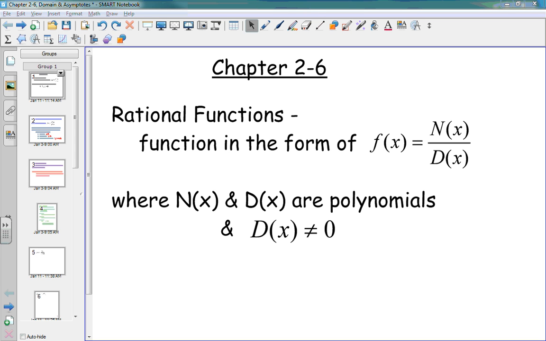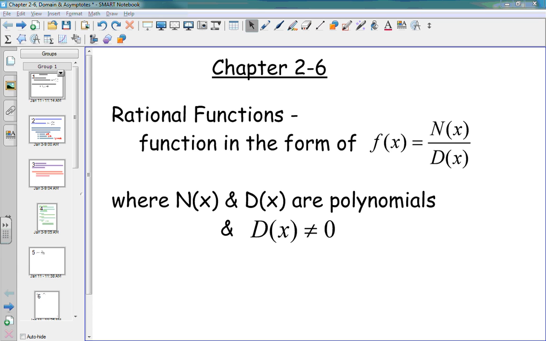Fine. Here we go, chapter 2-6, rational functions. A rational function is any function in the form of n of x divided by d of x. In other words, it's a fraction. n of x and d of x are polynomials, and d of x cannot be 0. Why can d of x not be 0? Because if you divide by 0, it makes the fraction undefined, right? Clear? Yes?